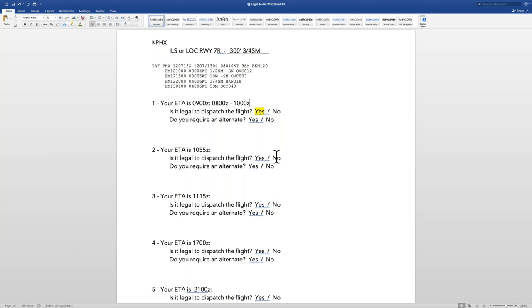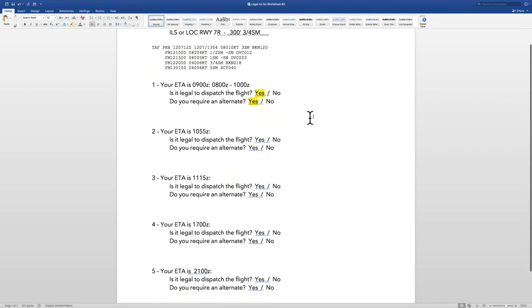Yes, we do. So that 10 Zulu, the end of our ETA window, falls right on that line. Had our ETA been 8:59 rather than 9 o'clock, we wouldn't have technically required an alternate. But because our ETA is at 9 Zulu, we fall into this second line here. Okay. So yes, we require an alternate. Good. Okay.